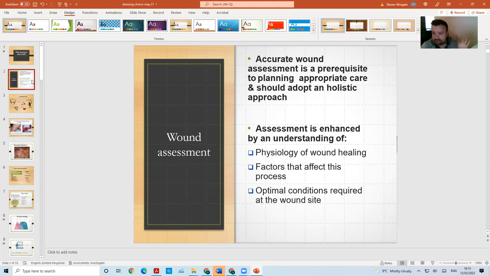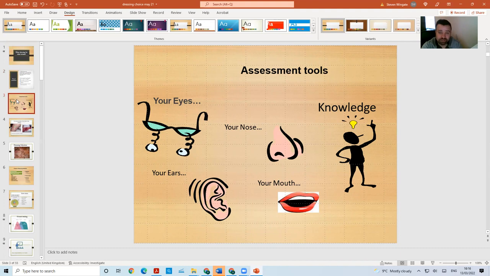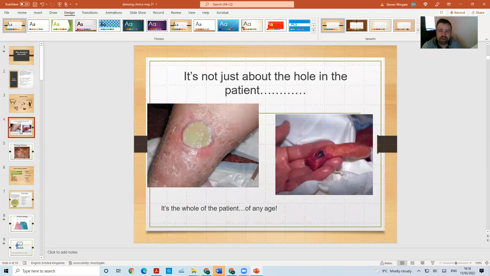So we talked about the wound assessment in the previous section, and here we need to make a decision under our wound assessment, because our wound assessment is going to decide the type of dressing which we're going to apply. The assessment looks at the factors of the wound healing process, factors that affect the process, and optimal conditions to obviously help that wound heal. When we do our assessment, we're going to be using our eyes to see what it's like, our nose to smell anything, our ears to hear what the patient's telling us, our mouth to ask the right questions, and again, our own knowledge and product knowledge. So again, there are so many dressings and techniques out there. It's really important you're up to date with those. So it's not just about the hole in the patient, it's the whole patient of any age.